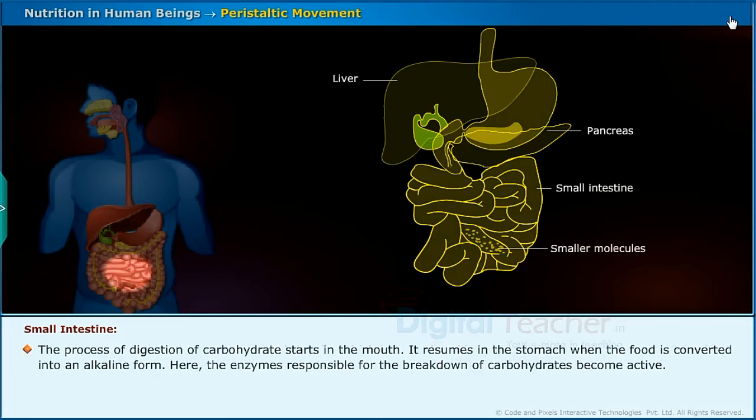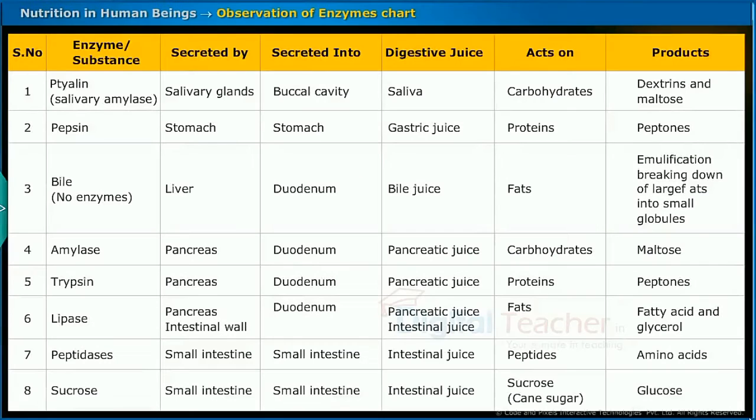The process of digestion of carbohydrates starts in the mouth. It resumes in the small intestine when the food is converted into an alkaline form. Here, the enzymes responsible for the breakdown of carbohydrates become active. The table on the screen gives information about different enzymes, digestive juices, and its functions.